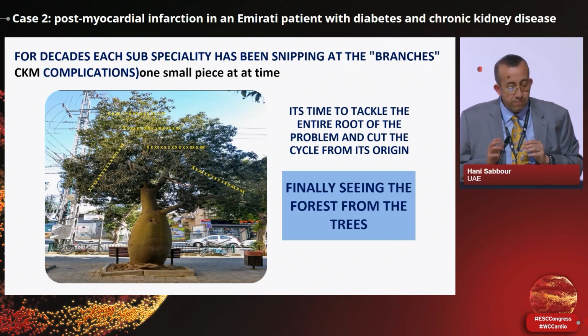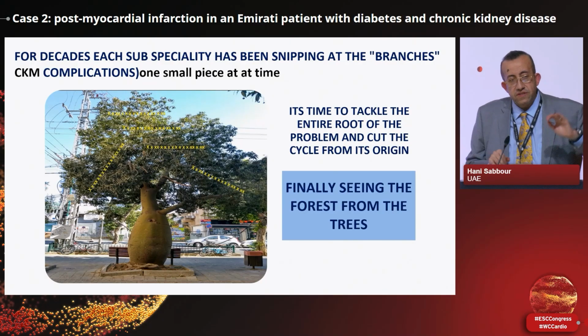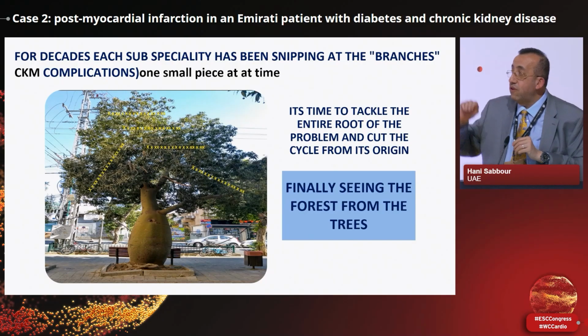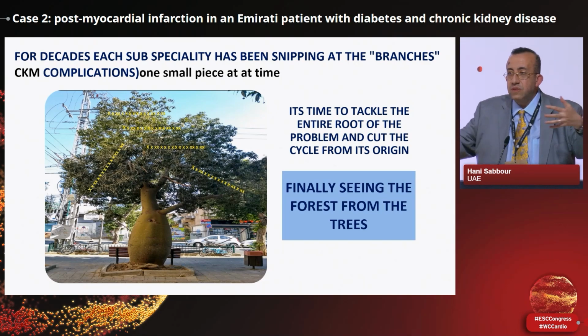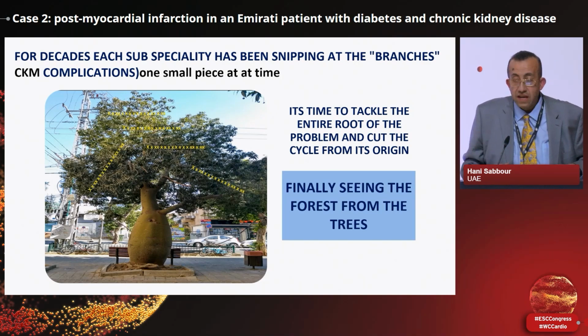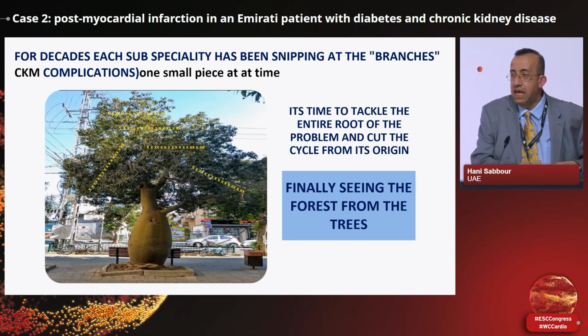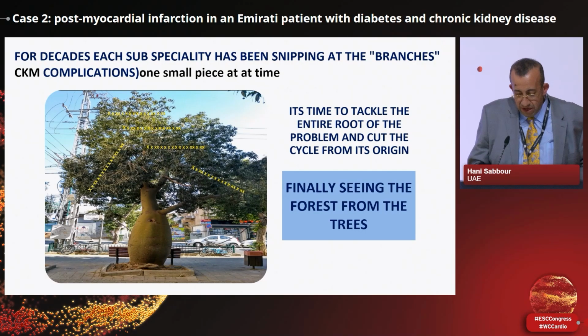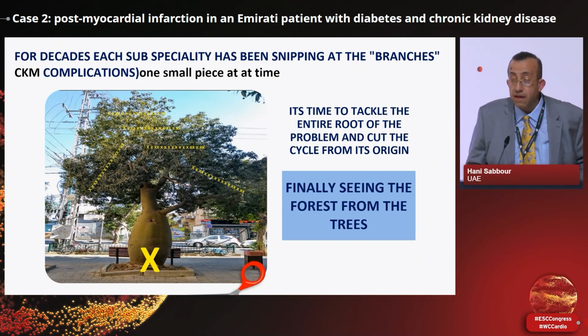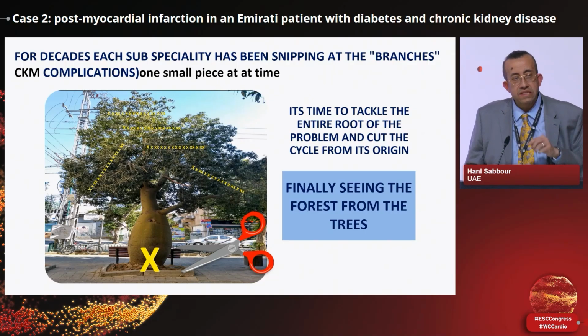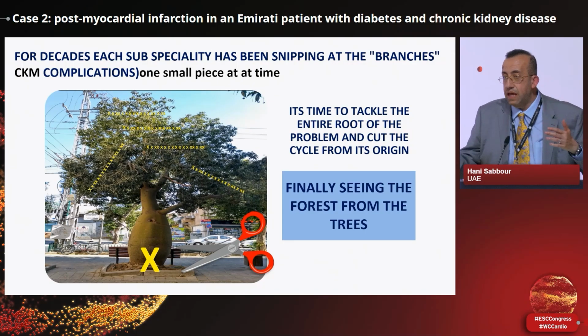As cardiologists, we've been snipping at this branch, the electrophysiologist snipping at that branch, the nephrologist snipping at the other branch. Nobody was seeing the whole picture. The real picture is you have a fat tree, i.e. a person with obesity. You need to attack it right at the beginning. That's how you deal with the problem: dealing with the root of the cause rather than snipping at the branches separately. And we have to do it together.